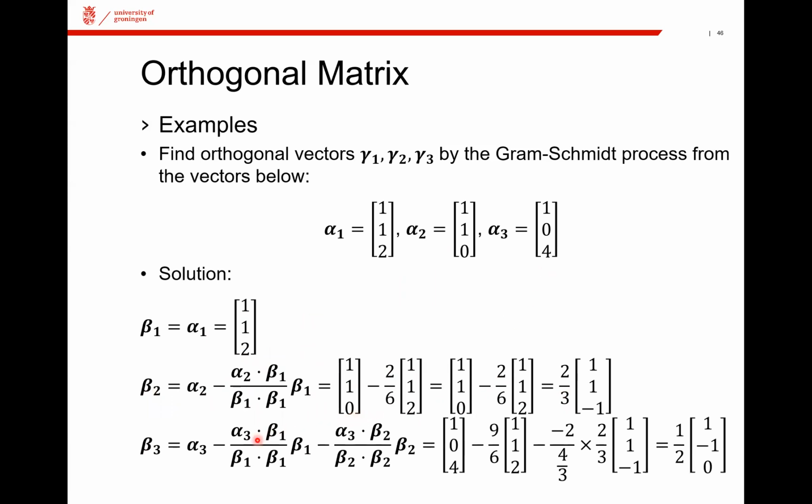And then beta 3, similarly, we also apply the formulas. Here, alpha 3 is this vector. Alpha 3 times beta 1: 1 times 1 plus 1 times 0 plus 4 times 2. So 1 plus 8 will be 9. So the numerator will be 9. And then beta 1 times beta 1, we already know that is 6. And beta 1 is 1, 1, 2, this vector. And then alpha 3 times beta 2: alpha 3, this vector, beta 2, this vector. So 1 times 1 plus 0 times 1 plus 4 times minus 1. It will be 1 minus 4, minus 3. And then times 2 over 3, so it will be minus 2. So the numerator is minus 2.